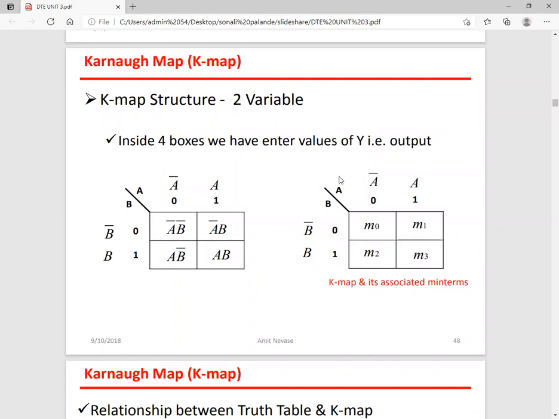Inside the 4 boxes, we have entered the values of Y, that is the output. So here A bar B bar, A bar B, A B bar, A B. In this first box, A is equal to 0 and B is equal to 0, that is M0. A is equal to 1 and B is equal to 0, that is M1. A is equal to 0 and B is equal to 1, that is M2. And A is equal to 1, B is equal to 1, that is M3. Kmap and its associated minterms are here.